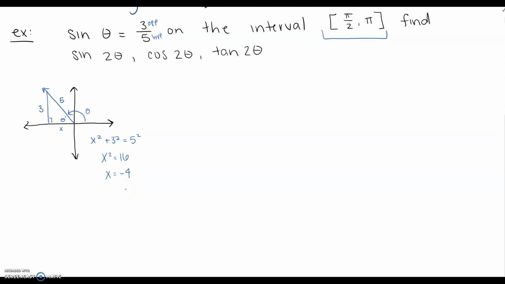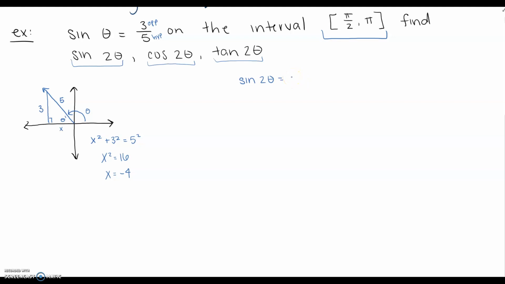So now that we know each side of the triangle, we can solve for sine of 2 theta, cosine of 2 theta, and tangent of 2 theta. And now you're just using your identities. So for sine of 2 theta, remember there's only one thing we can do. I'll show one extra line of work just for this one.